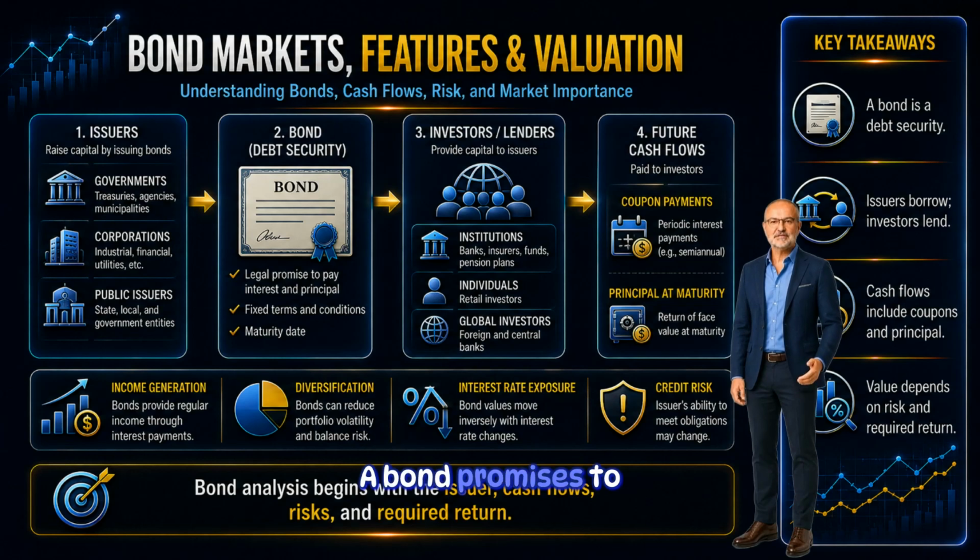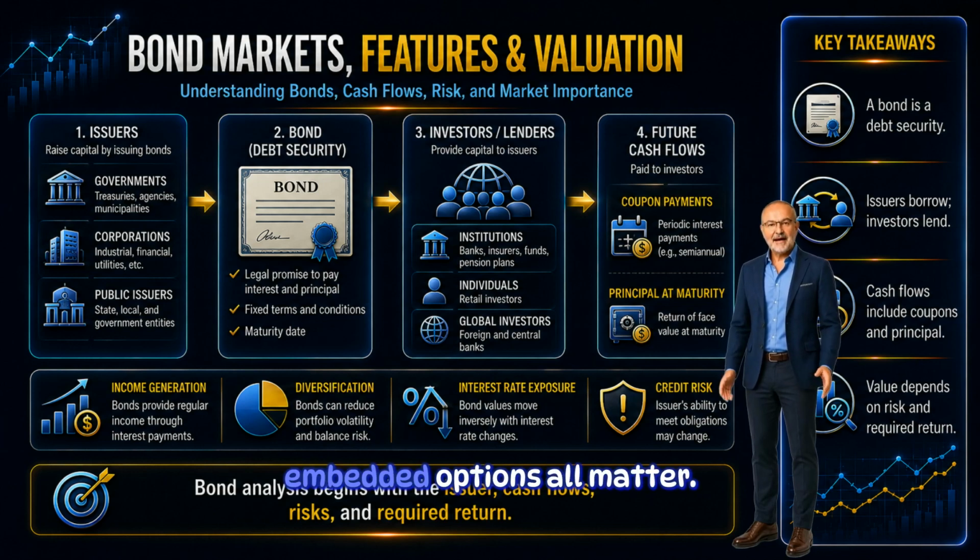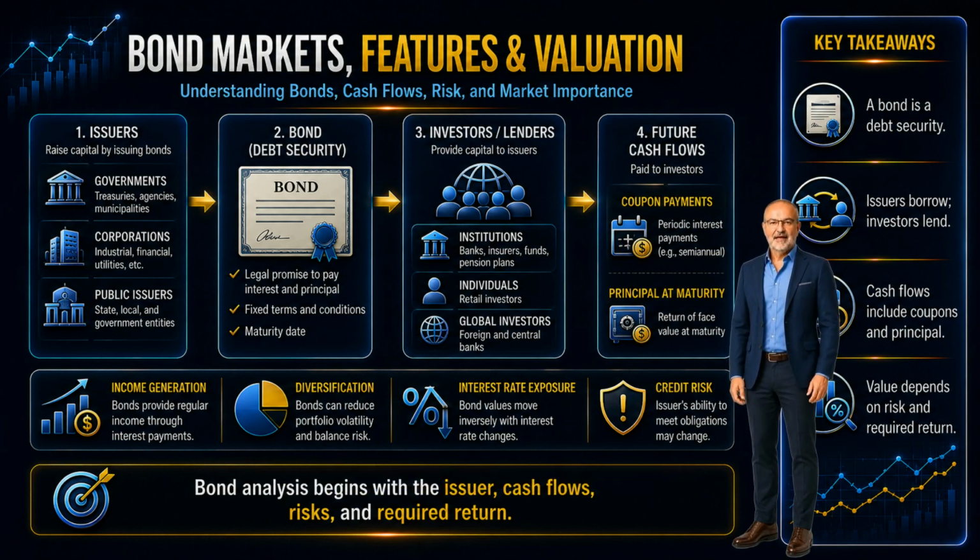A bond promises to pay that $1,000 at maturity. So why would a rational investor pay $900 for it, or $1,100? The answer depends on far more than the number printed on the contract. Timing, interest rates, credit risk, liquidity, and embedded options all matter. In this lecture, we decode how a bond's promised cash flows become its market price.